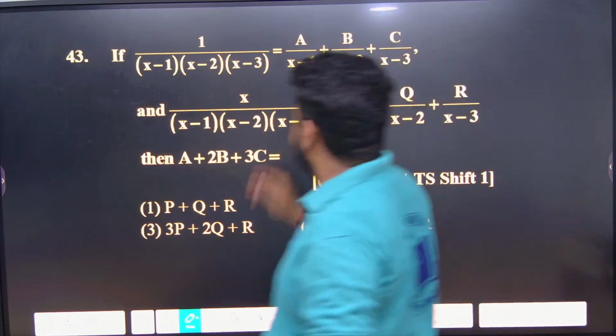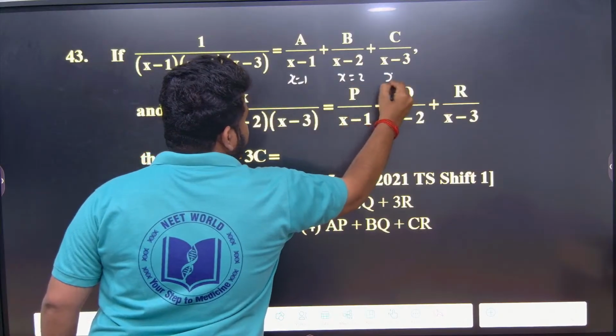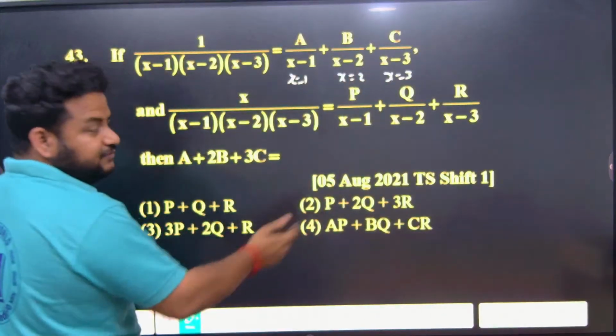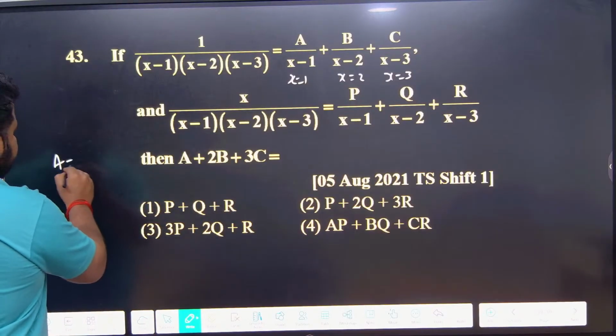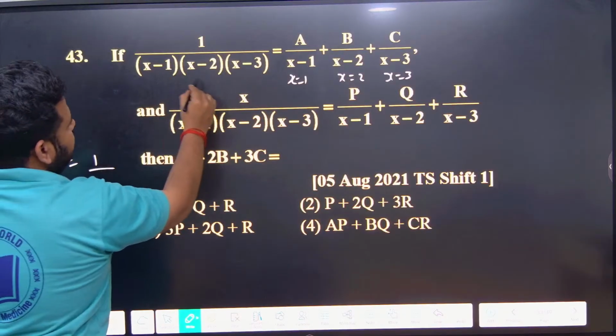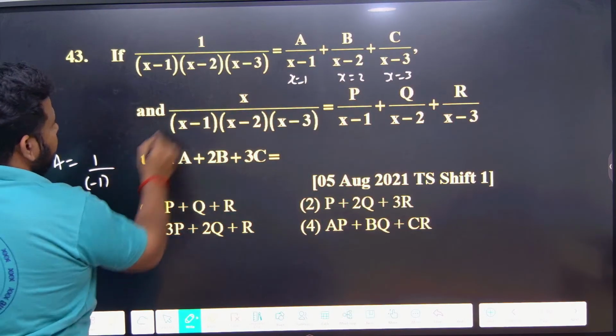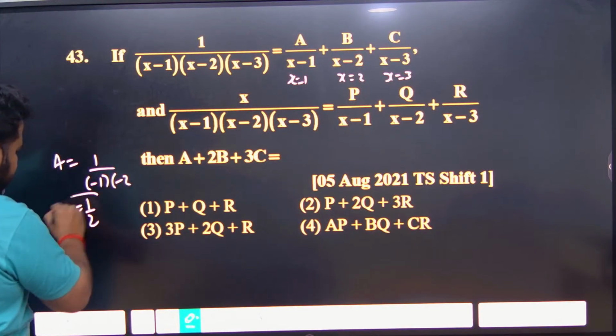So first let us find out A. For this, x will be 1, here x will be 2, here x will be 3. So directly we can use the shortcut. 2021 TS they have asked this question. So the A value will become equal to, except this, I have to take the remaining values. 1 by, 1 minus 2 is minus 1, 1 minus 3 is minus 2. So the A value will become 1 by 2.